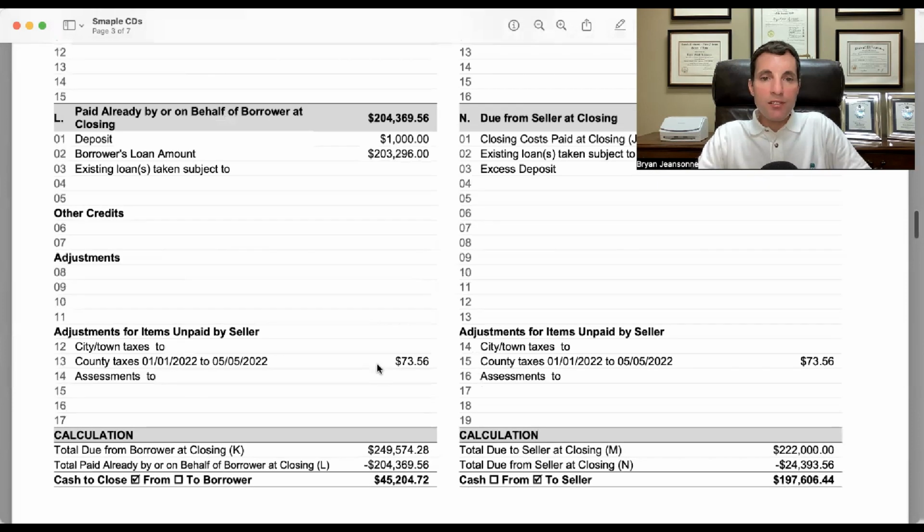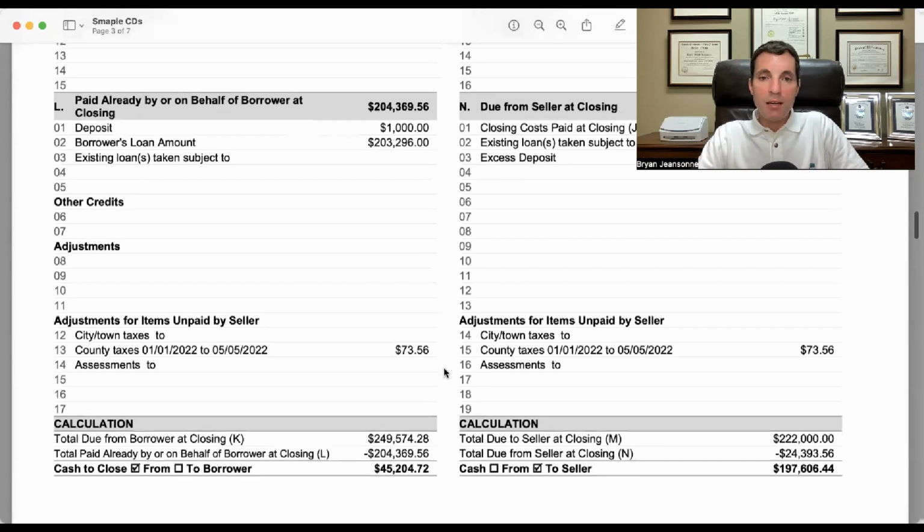And then in some situations, like in Louisiana, our taxes are due at the end of the year. So the seller is giving the buyer credit for the time that they owned it, from the first of the year to May, a credit for those taxes that they're going to have to pay at the end of the year because the seller owned it during that time. So they're paying the taxes for that period of time.